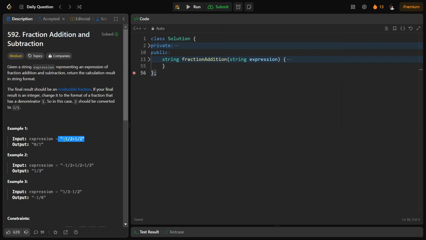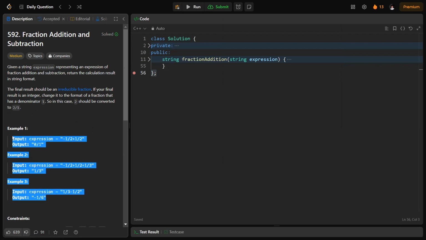You are given this, and minus half plus half is basically 0, so you return 0 by 1. Minus half plus 1 by 3: the first part is 0, and then you return 1 by 3. The last one, 1 by 3 minus 1 by 2, is minus 1 by 6, obviously.